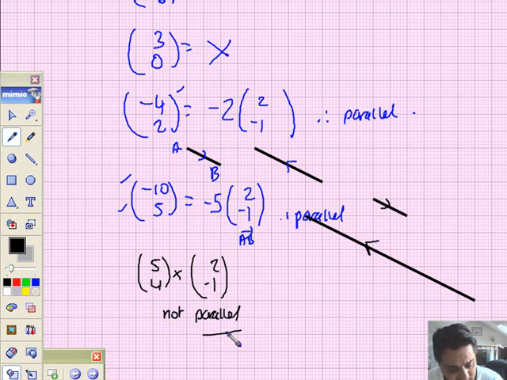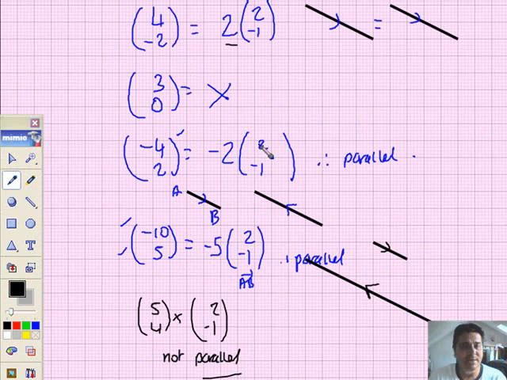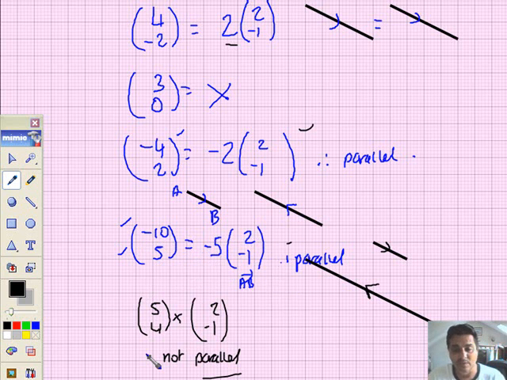Part B says, for those vectors which are parallel, write down as a multiple of AB. Well, I've done it, haven't I? So, for example, 4 minus 2 is basically 2 lots of 2 minus 1. That's a multiple. Minus 4, 2 becomes minus 2 lots of 2 minus 1. That's a multiple. And minus 10, 5 becomes minus 5 lots of 2 minus 1. That's a multiple, so I've done it really.